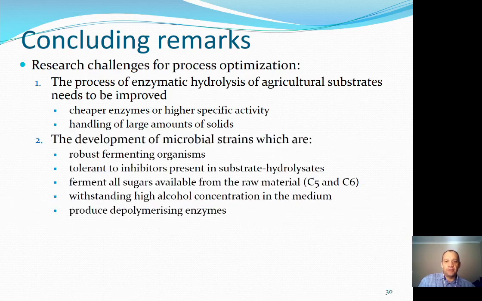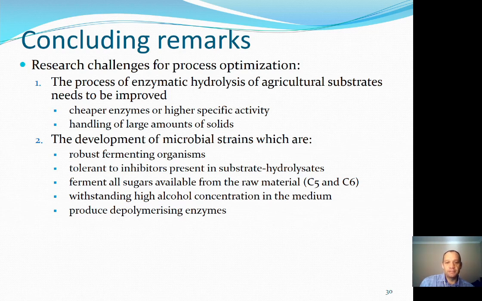We need the development of microbial strains that are robustly fermenting organisms that are tolerant to those inhibitors that I said are inevitable after pre-treatment that you will get in your hydrolysates. We need to be able to ferment all of the sugars available. It's no good having yeast that is very good at fermenting just glucose. We need organisms to be able to ferment those pentoses as well. We have to have organisms that withstand high ethanol concentrations in the medium.